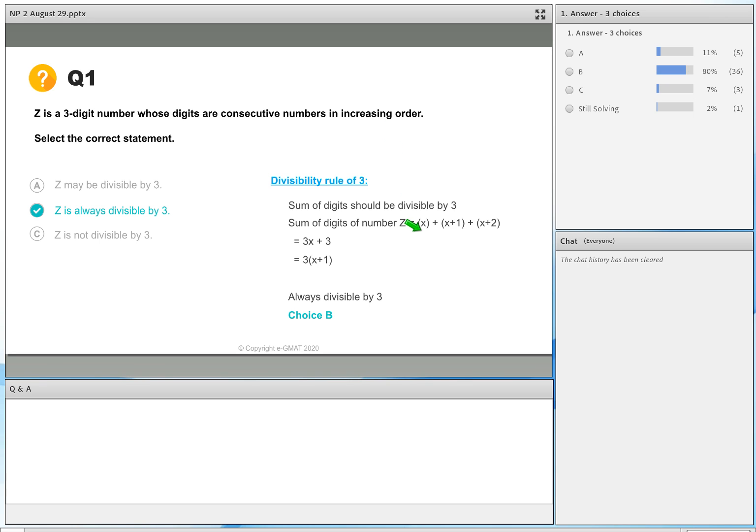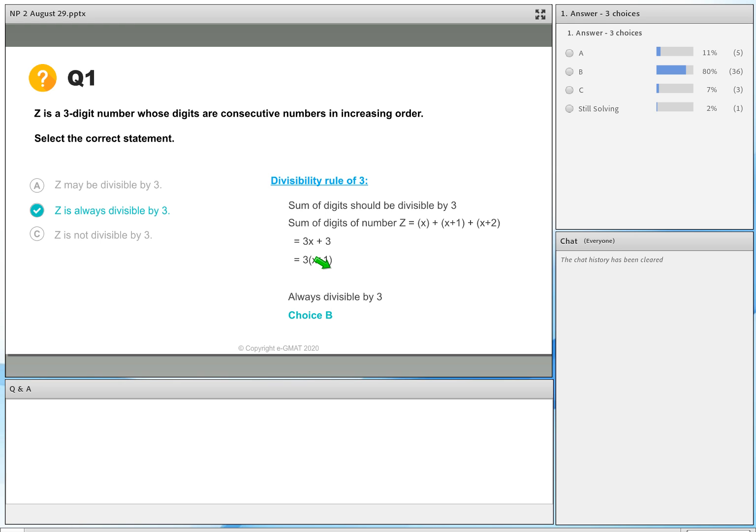They're just going to be x, x plus 1, x plus 2. Now, the divisibility rule of 3 says that an entire number will be divisible by 3 if the sum of its digits is divisible by 3. Here, as I said, the digits are consecutive numbers x, x plus 1, x plus 2. Their sum, when you add all of this, is 3x plus 3. That is definitely divisible by 3. You can just see 3 comes out common. And since the sum is divisible by 3, the entire number here, Z, has to be divisible by 3.